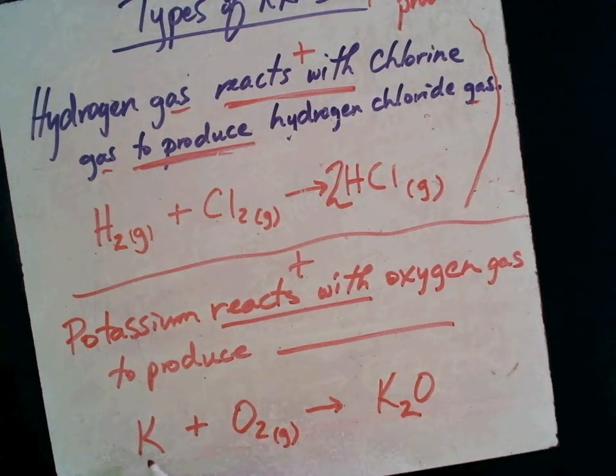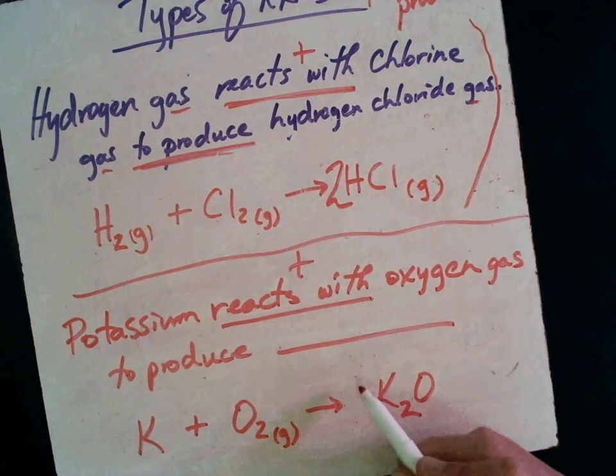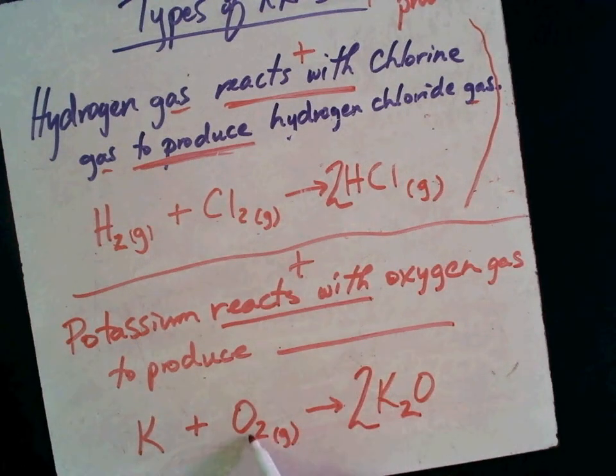Now, check the whole thing. 1 potassium, 2 potassiums. 2 oxygens, 1 oxygen. Well, with 2 oxygens, I need a 2 there to make that work. Well, that messed up my potassiums. That's 4, and there it is. 4 potassium, 2 oxygens, 2 oxygens. Can I reduce this? It looks like it.